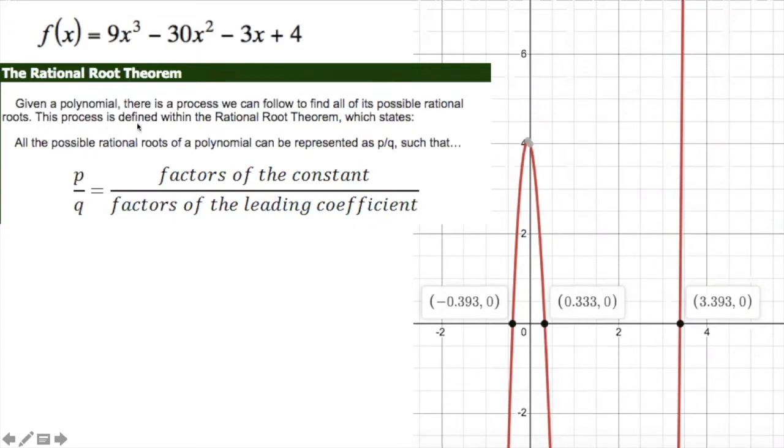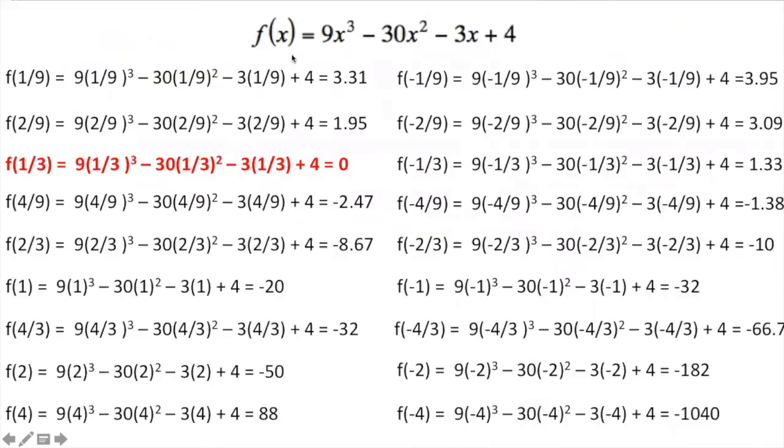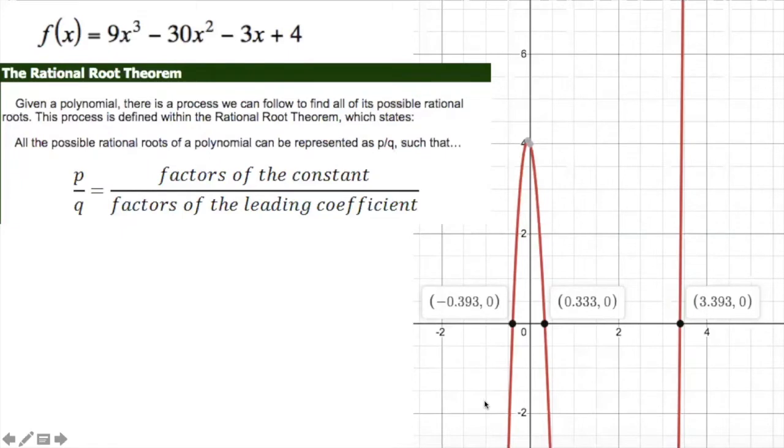And this process is defined within the rational root theorem, which states all the possible rational roots of a polynomial can be represented as P over Q, such that P over Q equals factors of the constant divided by factors of the leading coefficient. Okay, let me break this down for you guys. So we call P factors of the constant. The constant in this example is the number at the end, the positive 4. So if I get out my pen, we have this positive 4, that's the P value.